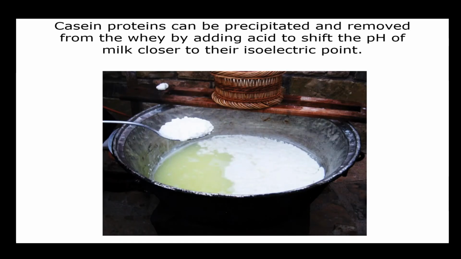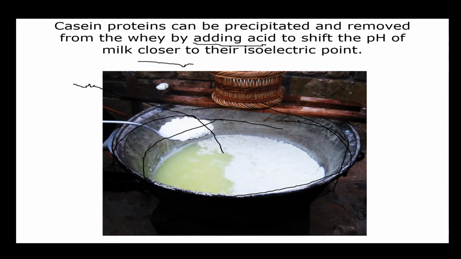So this is a picture I wanted to show you. Casein protein can be precipitated and removed from the whey by addition of acid to shift the pH of milk closer to the isoelectric point. So on addition of citric acid, let's say this was milk. This was the actual milk that was present here. On addition of citric acid, this is the condition that is formed. So when we add citric acid onto the milk, this is what we see.